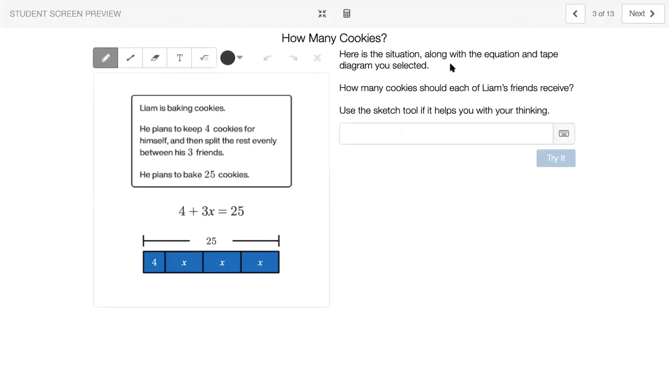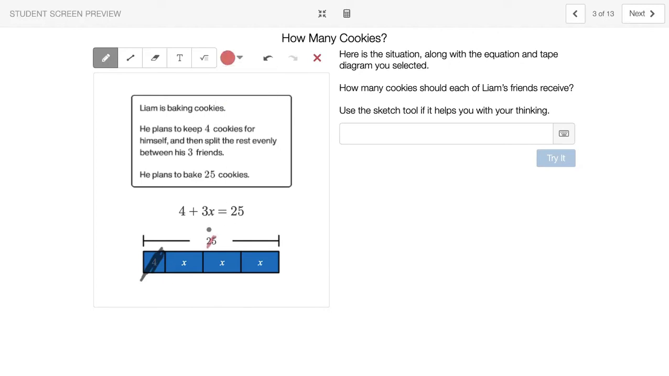Here's the situation along with the equation and the tape diagram you selected. How many cookies should each of Liam's friends receive? Use the sketch tool if it helps you with your thinking. All right, so when I look at this problem here, I got 25 for the whole thing. I know Liam's going to keep 4 for himself. So what I'm going to do is take away these 4 from here, and then take away those 4 from there.